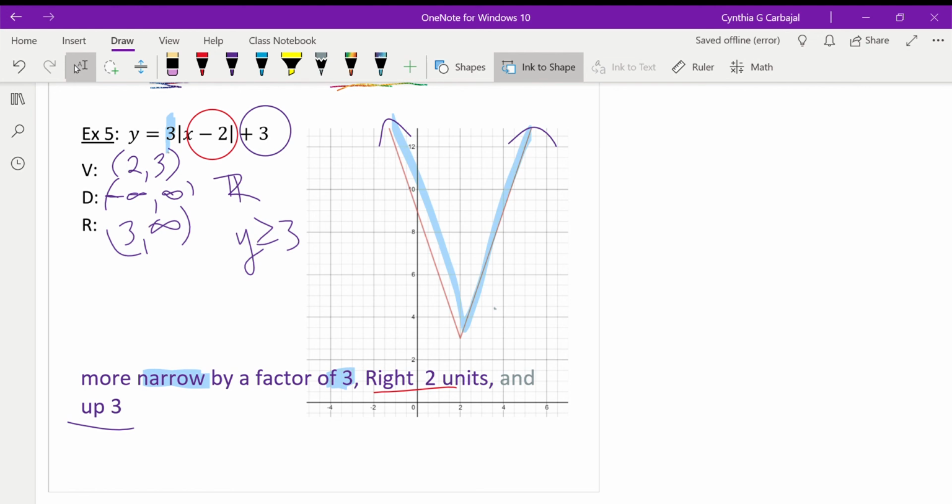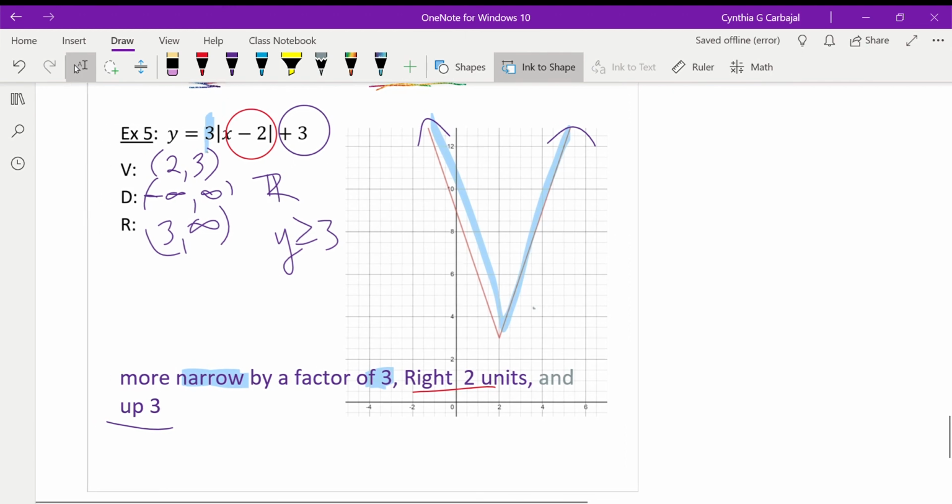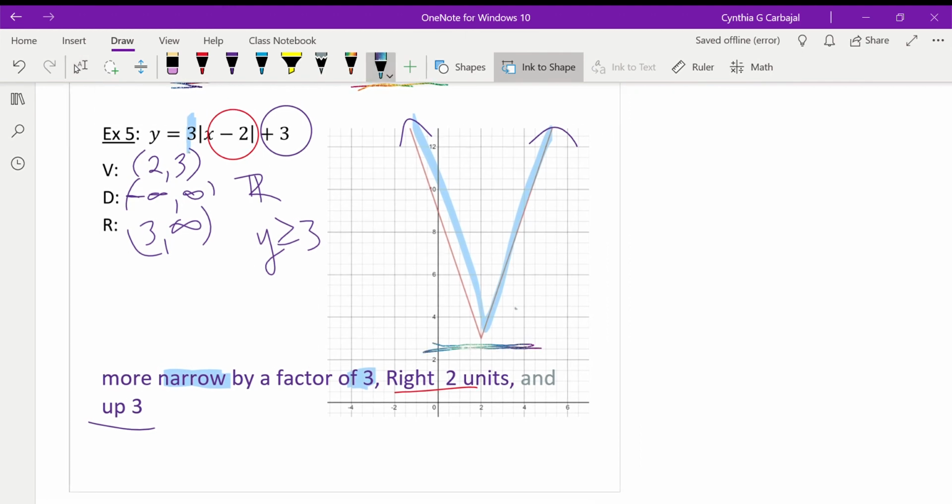Again, from left to right is negative infinity to positive infinity, or all real numbers. And bottom to top, how low does this go? This goes to the positive 3 here, right? And then goes up, so it goes 3 to infinity, or y is greater than or equal to 3. Alright guys, that's the numbers.